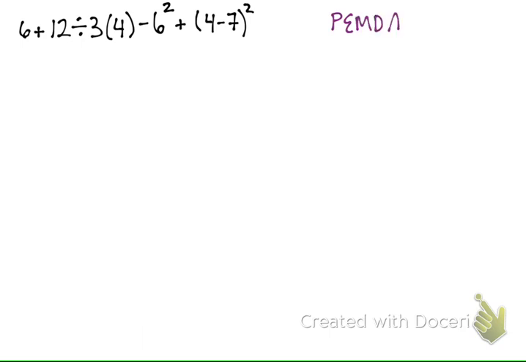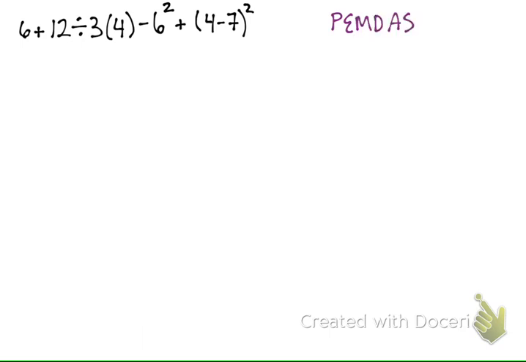Alright, so let's try one more. So we got 6 plus 12 divided by 3 times 4 minus 6 squared plus parentheses 4 minus 7 squared. So with this one, we're going to follow PEMDAS. So let me write it down, and then we'll cross it out as we go along.